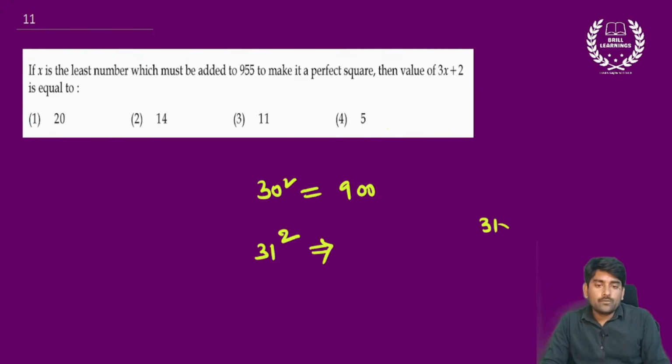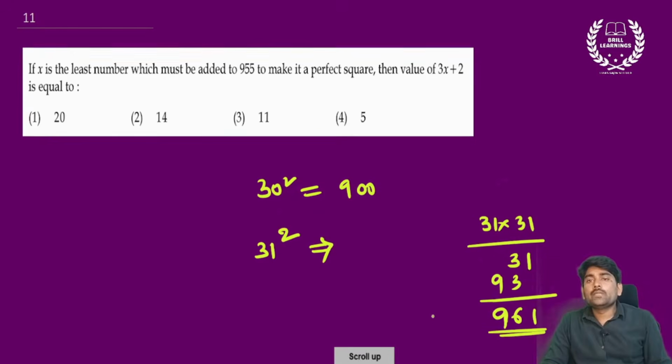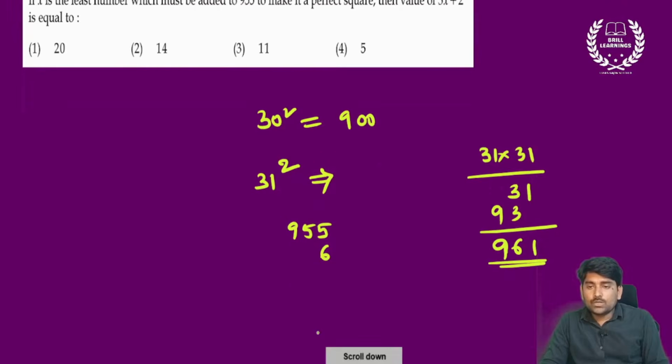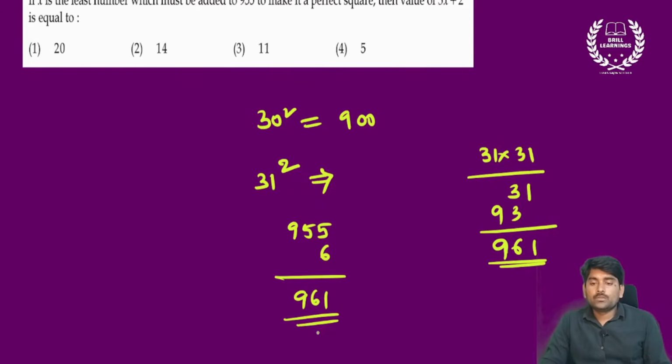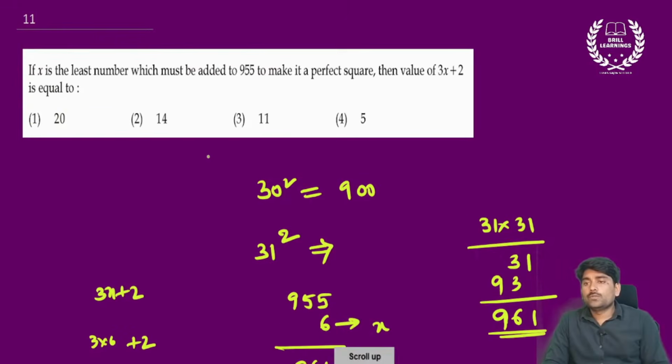31 into 31: 1 1s are 1, 3 1s are 3, 3 1s are 3, 3 3s are 9. So we get 961, which is very close to 955. In this case if I add 6 to 955, I'll get 961. That means here x value is 6. Now we need to find the value of 3x plus 2. 3 into 6 plus 2: 18 plus 2 gives us 20. First one is the right answer.